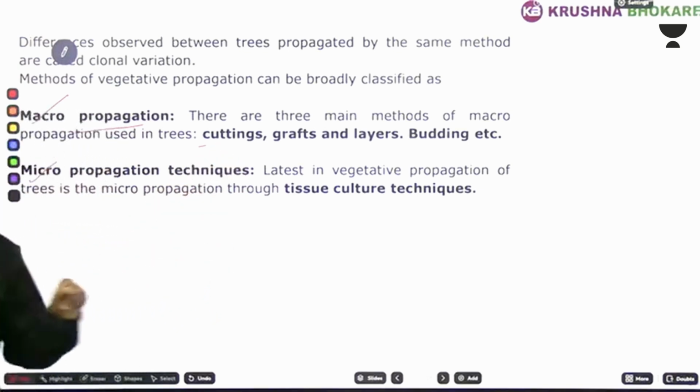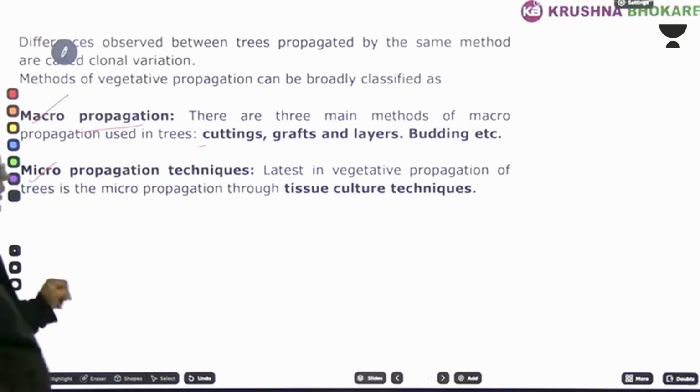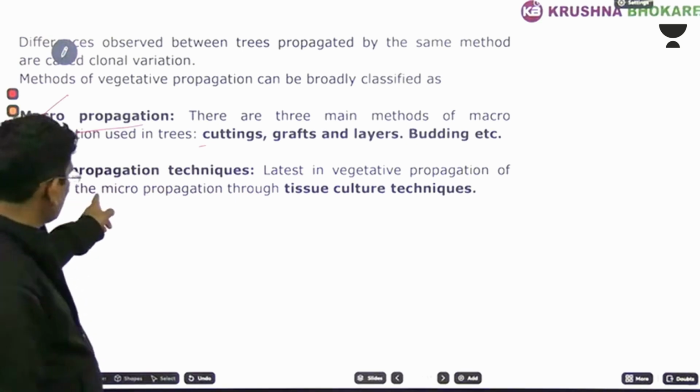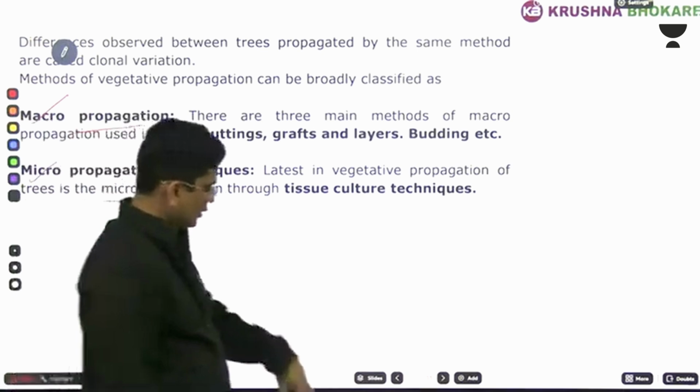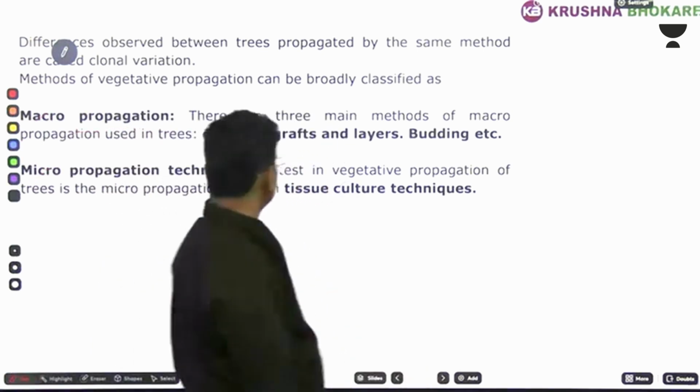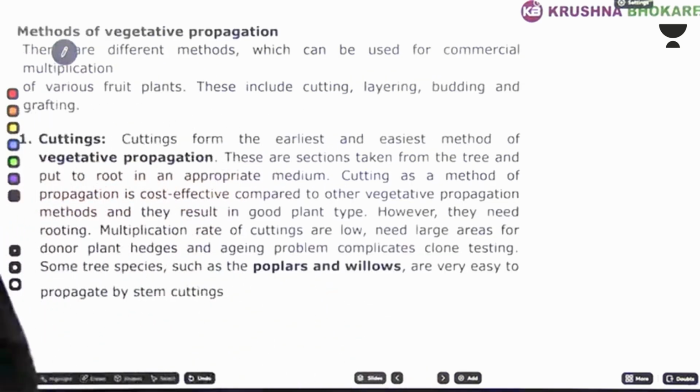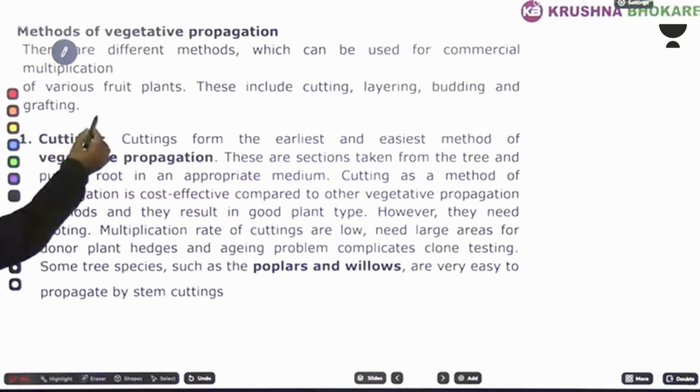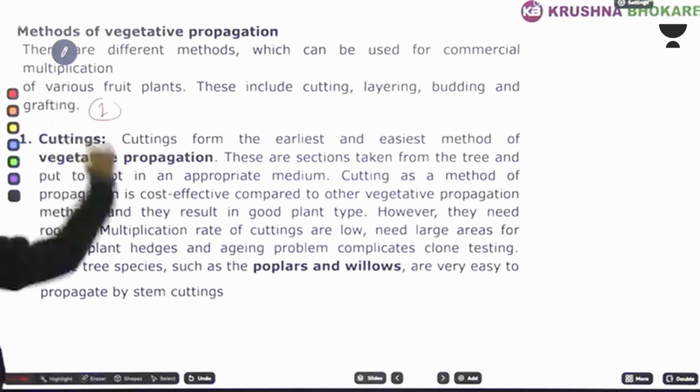Micro means at which level? Tissue level, cell level, right? The latest in vegetative propagation is micro propagation through tissue culture technique. Yes, so in methods of vegetative propagation, we will see, cutting is the first method. You can take a 1 minute break, then we will start the methods of propagation in detail.